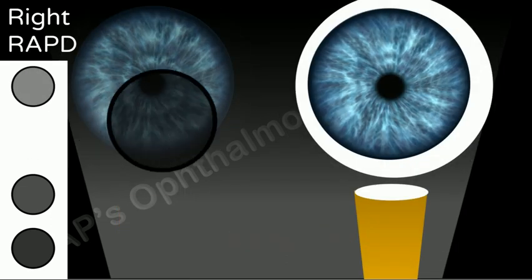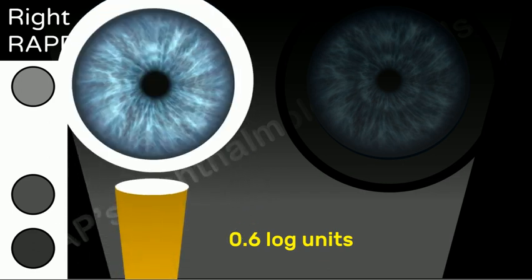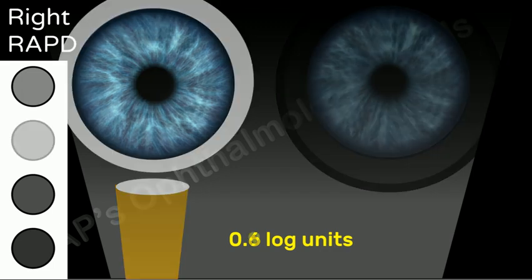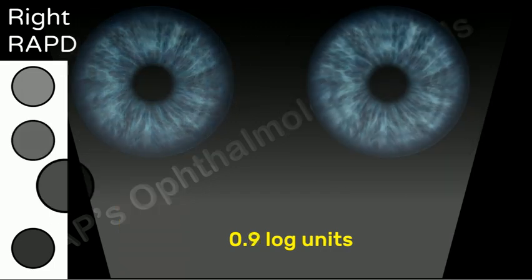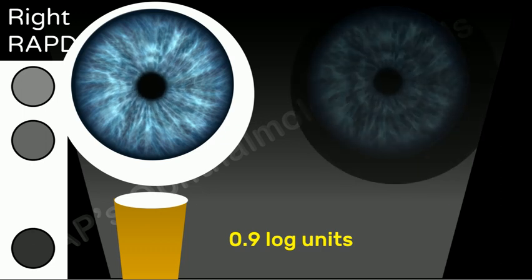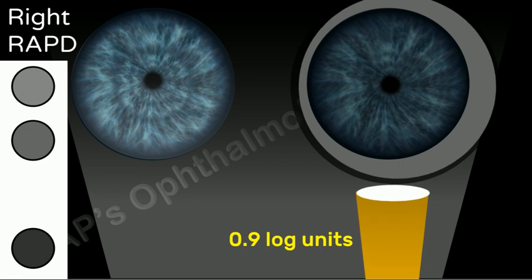Now let's try with 0.6 log units. Reduced but still there. With 0.9 log units, now we see that the reaction is equal in both eyes. So we can say that there is a right RAPD of 0.9 log units.